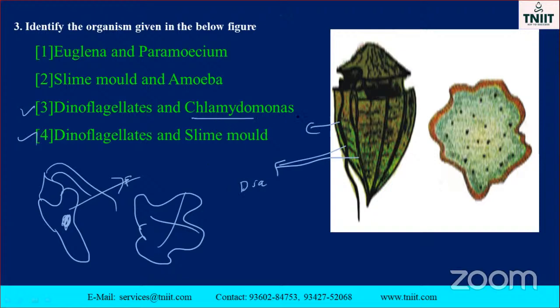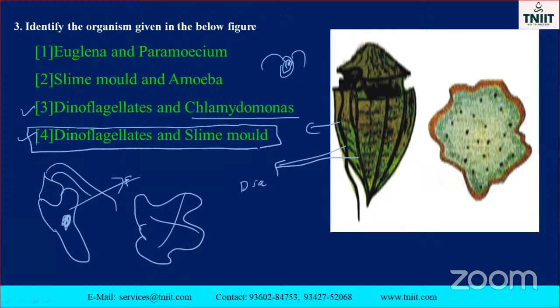Second one is chlamydomonas. So what is the meaning of chlamydomonas? Chlamydomonas structure will look like this one, isn't it? Chlamydomonas looks like this one, so it is not like that. So which one is the correct answer? The last one is the correct answer. The dinoflagellate as well as the slime mold is the correct answer of the third question.